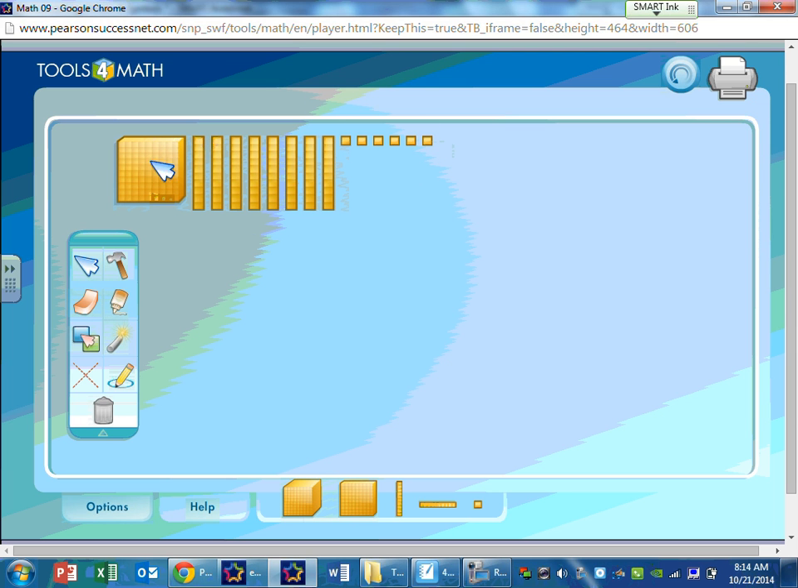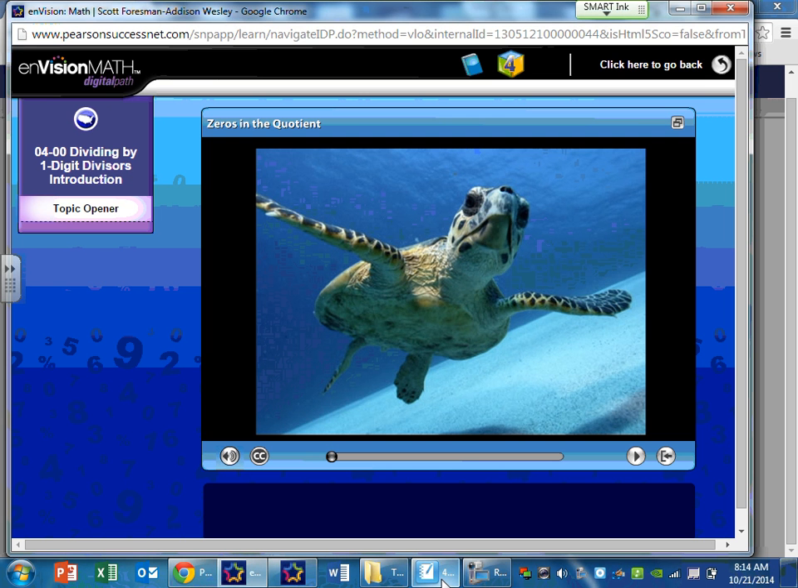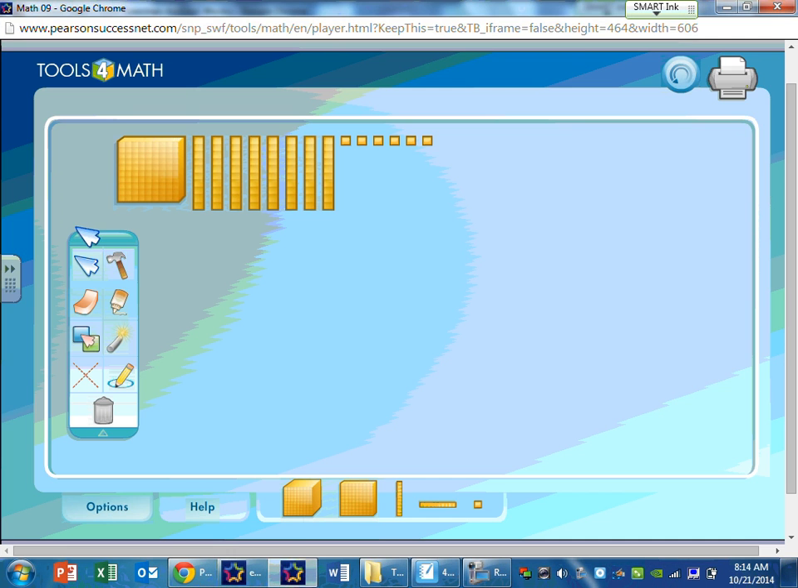If you start off with the wrong number, then it's not going to match your dividend, and you're going to get the wrong answer. So always double check to make sure you have the right dividend. So I'm dividing them by 3. I'm going to start with the tens.